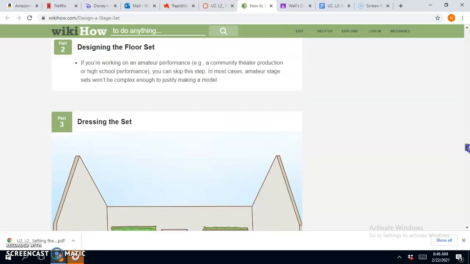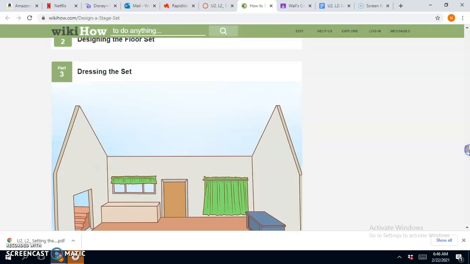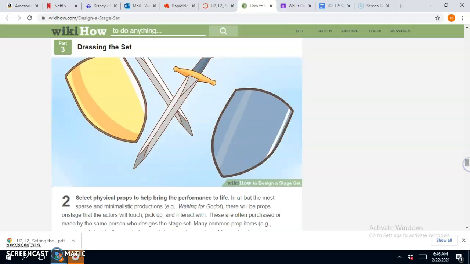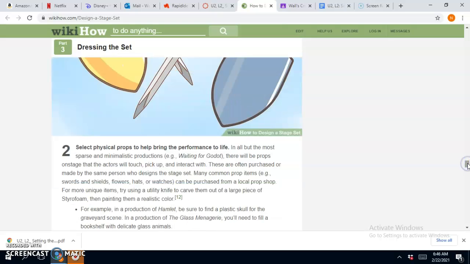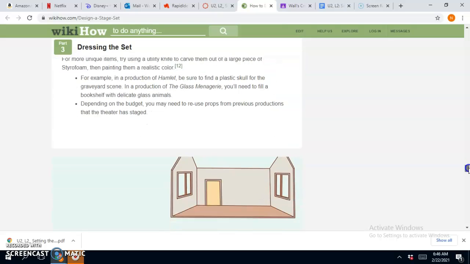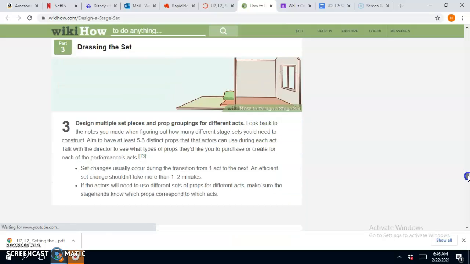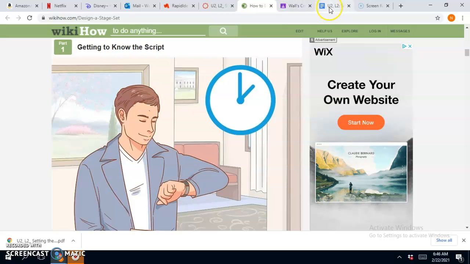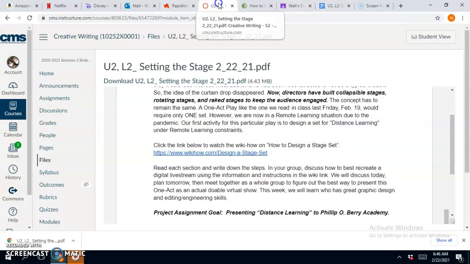Okay, that's the challenge. Number 3 is dressing the set. Now, this we kind of can do because we can bring in props. See that? Select physical props. Each person, based on who their character was, you can come up with some props. We'll talk about it today and tomorrow. So that is the gist of that. That's where that is going.